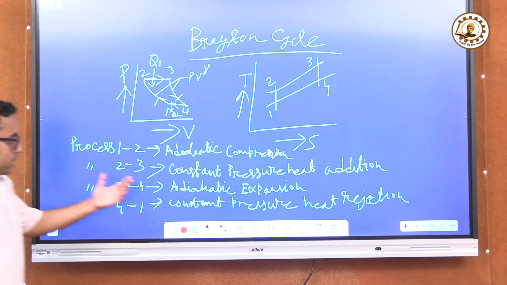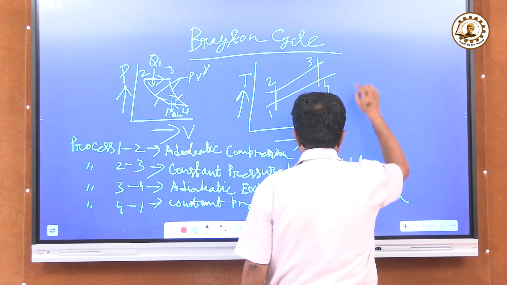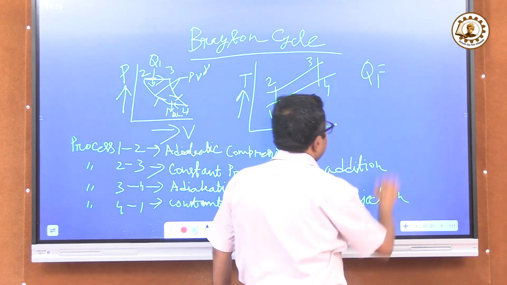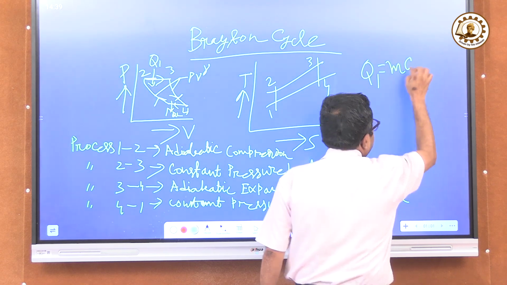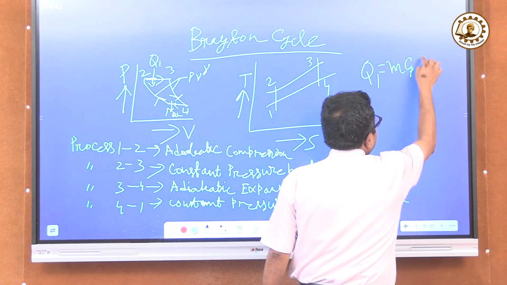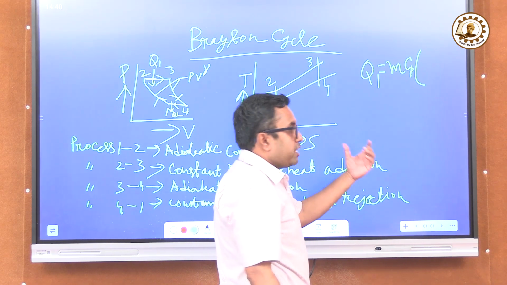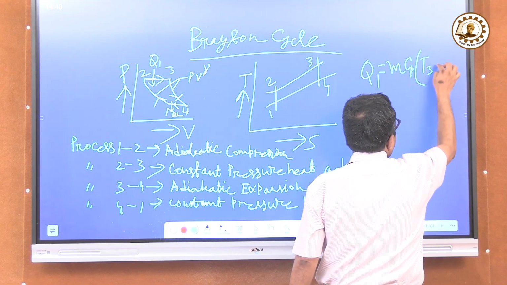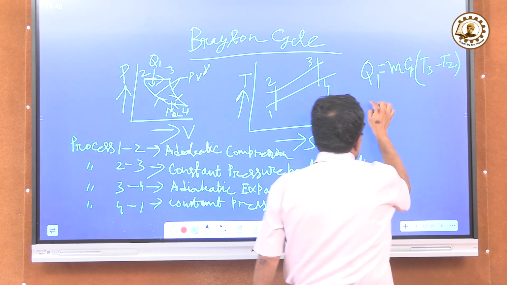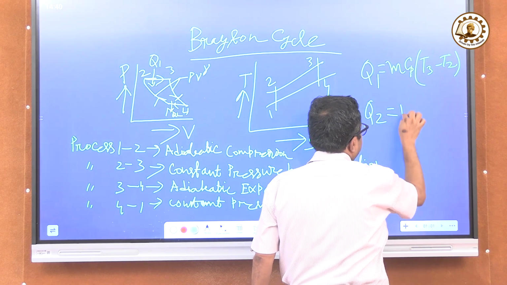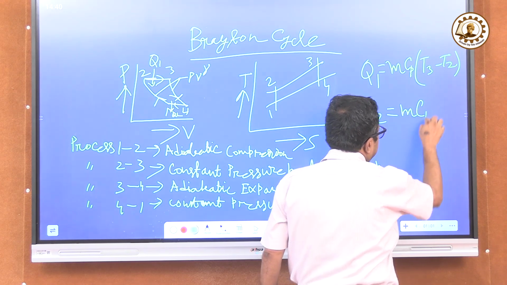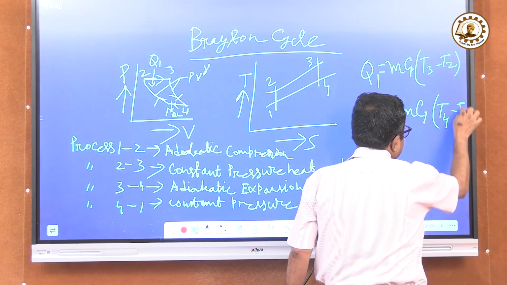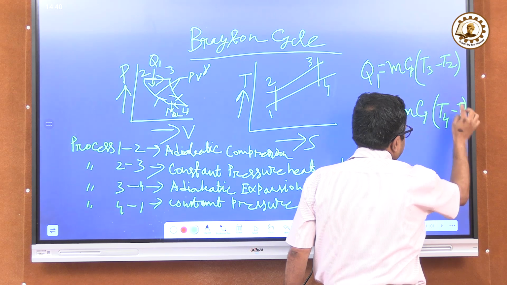Then first we look at the constant pressure heat addition, which is denoted by Q1. What will be the formula here? As it is happening at constant pressure, it must be m Cp times the difference in temperature between the start and the end of the process. Which is higher? It is T3 minus T2. Similarly, for the heat rejection it must be m Cp times the temperature at the start of the process minus the temperature at the end, T4 minus T1.